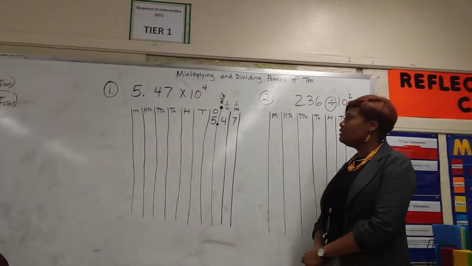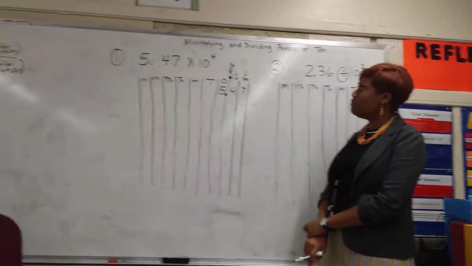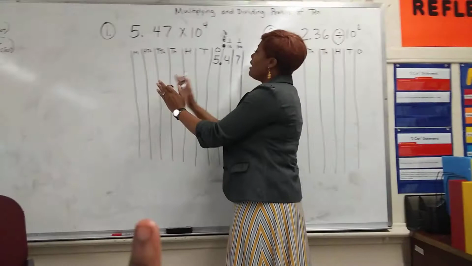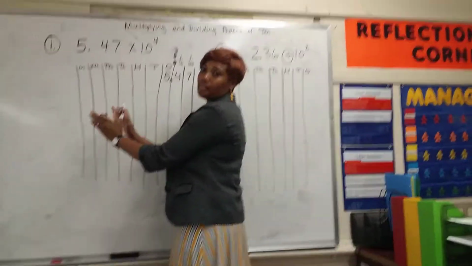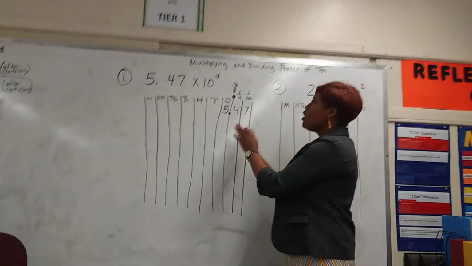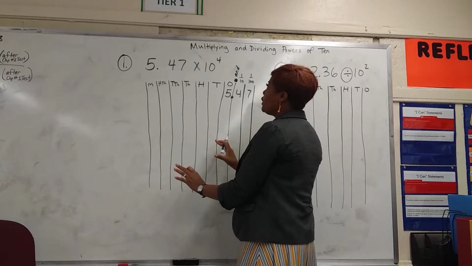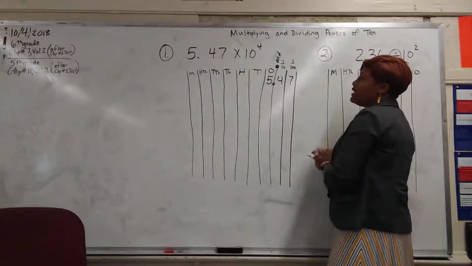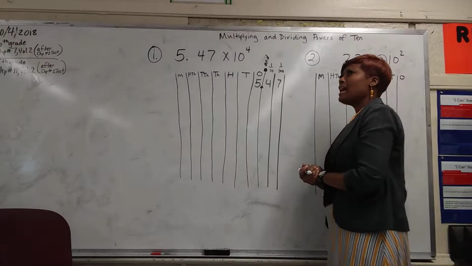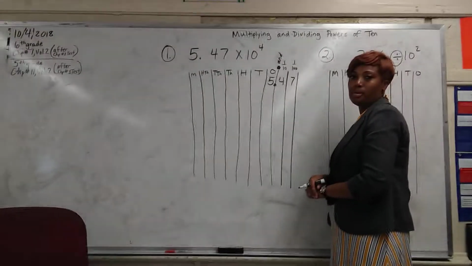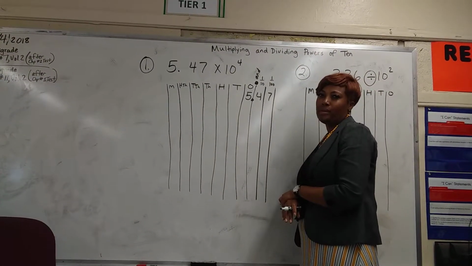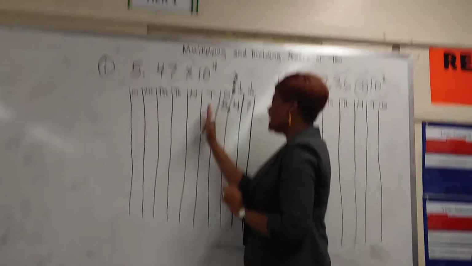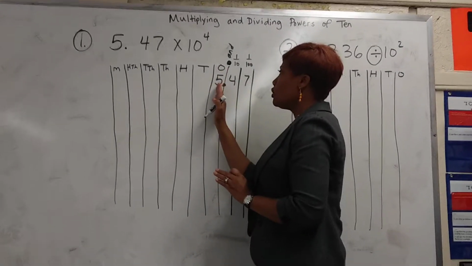All right, let's build on our concept of multiplying by powers of 10. Remember that as I go to the left, we're building on our prior knowledge of place value when we multiply and divide by powers of 10. So we have 5 and 47 hundredths. Now, let's look at where the digits shift in our number and where the decimal is moving. Notice that the digit to the left is 10 times as much as the digit to the right.